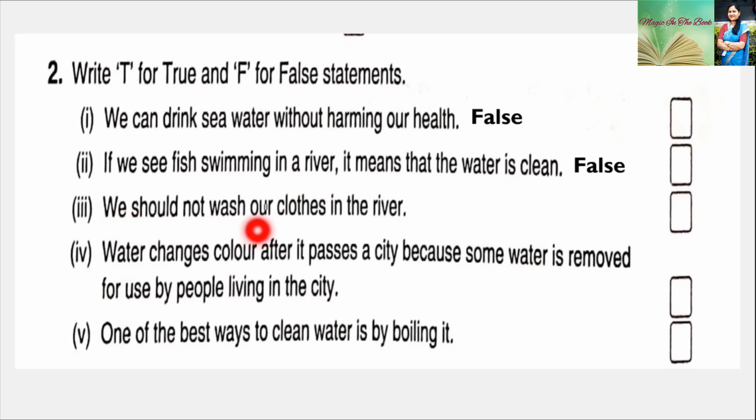Number 3, we should not wash our clothes in the river. Yes, that is true. Number 4, water changes color after it passes a city because some water is removed for use by people living in the city. Although it is true that water changes color when it passes a city, this is false, that the reason is water being removed for the people's use in the city.